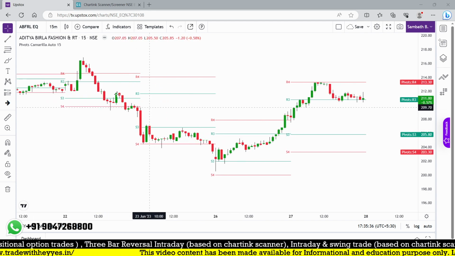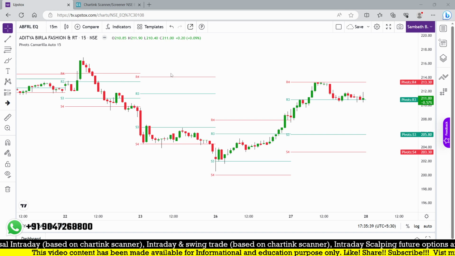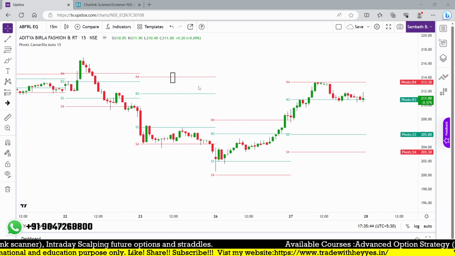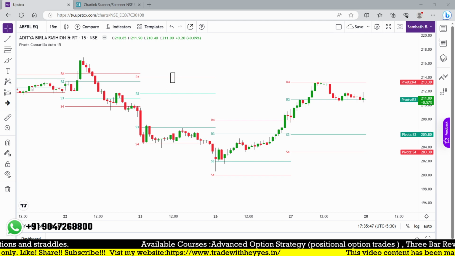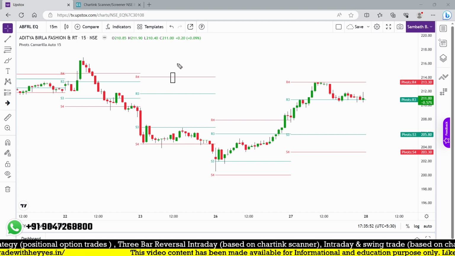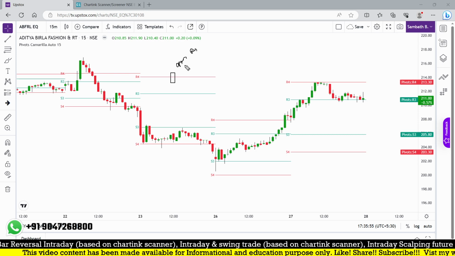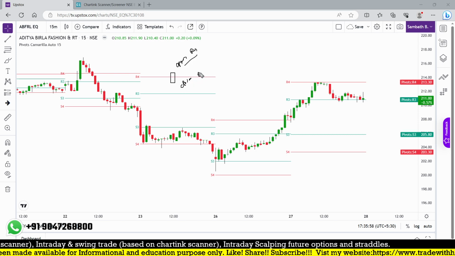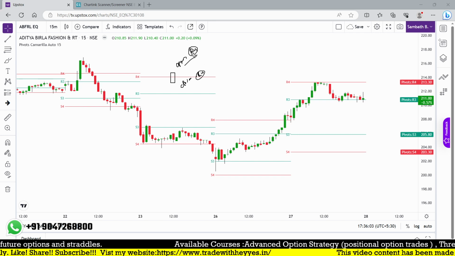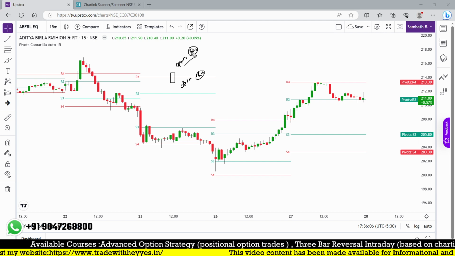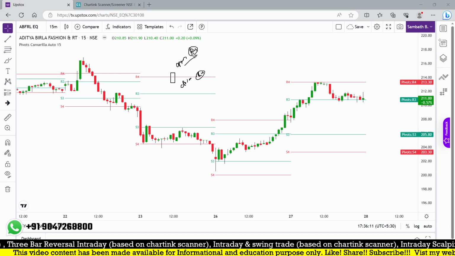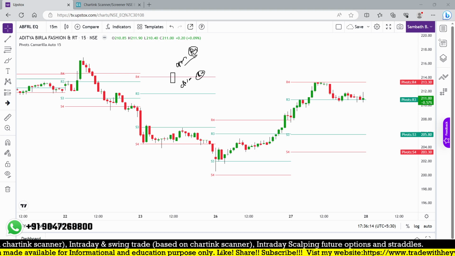So simply what I'm going to focus on is a candle that must open above the previous high, that means open above R4, and must close below R4. This is the condition I'm going to create in the scanner right now, the same one which we used yesterday. It must open above R4 and close below R4. If you find this kind of pattern, it may be a reversal. Such a reversal can give you a better opportunity with lot of potential and very small risk. We can make a bigger target.